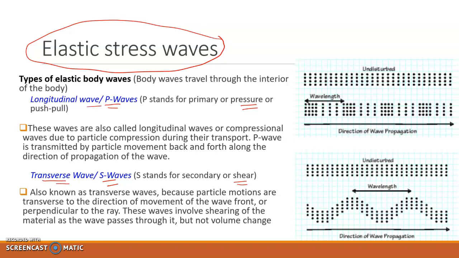So consider the longitudinal wave. In the longitudinal wave, the direction of movement of the particle is along the direction of the wave, whereas in S waves, the direction of movement of the particle is transverse, perpendicular to the direction of propagation of the wave. Here the direction of propagation of the wave is in this direction, and the direction of particle movement is perpendicular to that. So that is known as shear waves. And in longitudinal waves, the direction of movement of the particles is along the direction of wave propagation.